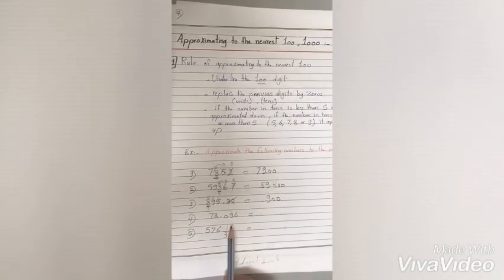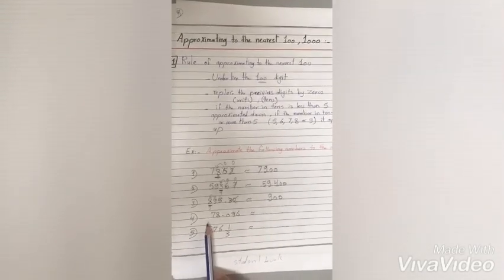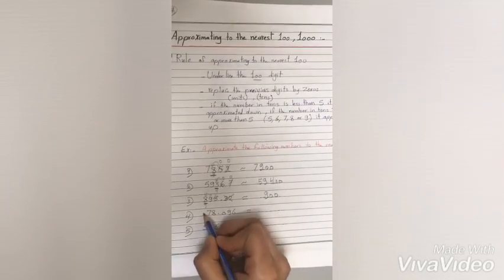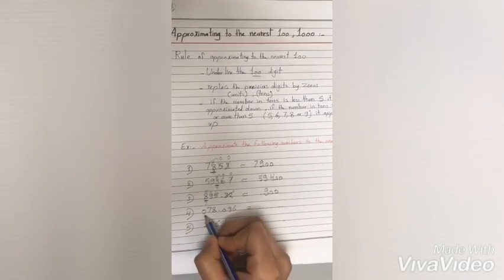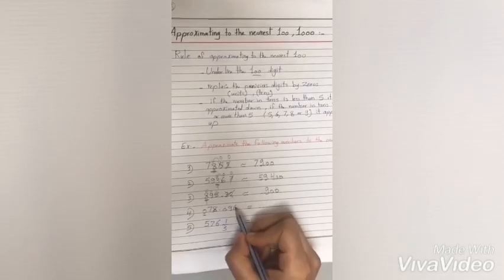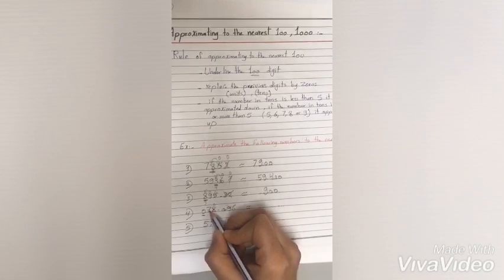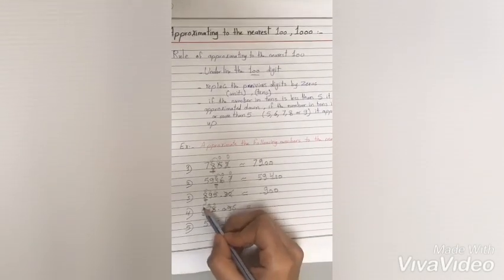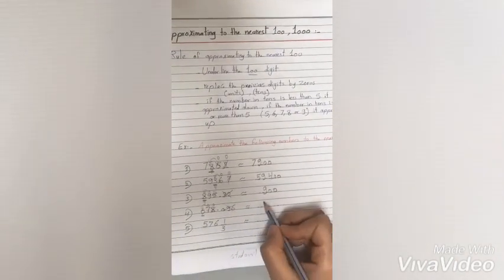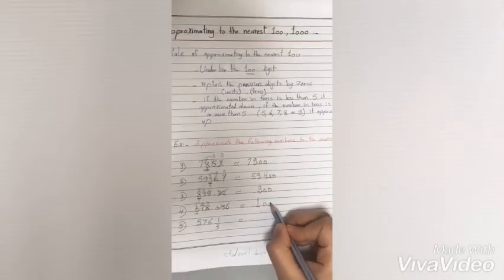78.096. Underline the number in 100. Where is the number in 100 here? I can't see any number in 100, so I will put 0. Units, 10, 100. Put 0 in 100. Underline 0. Cancel the decimal part. Replace 8 units by 0 and 7 tens by 0. 7 can give 1 to 0, so 0 becomes 1. So the number after approximating will be 100.